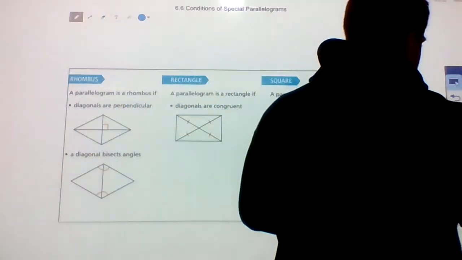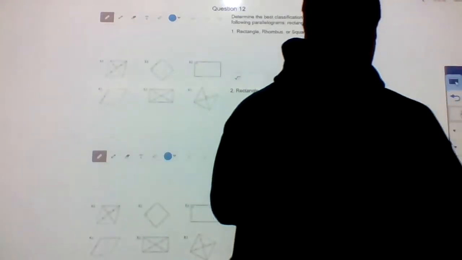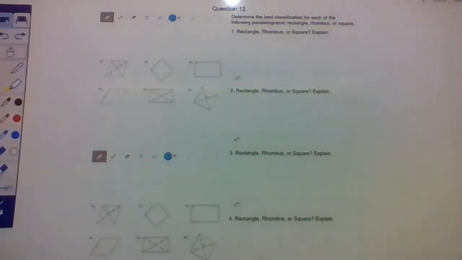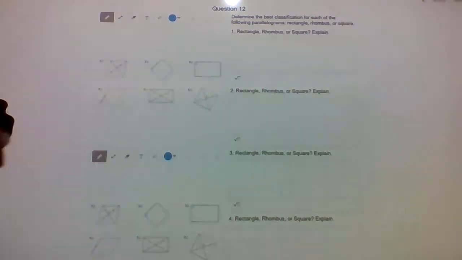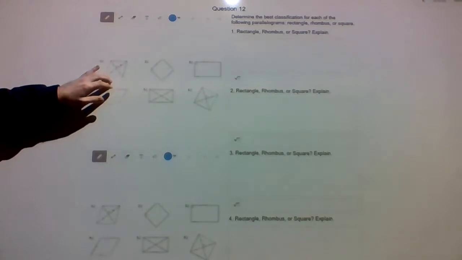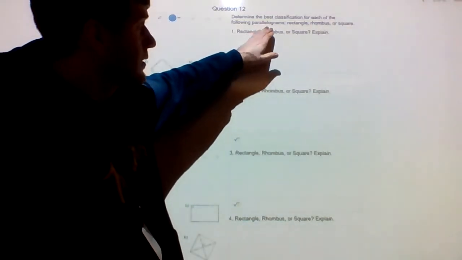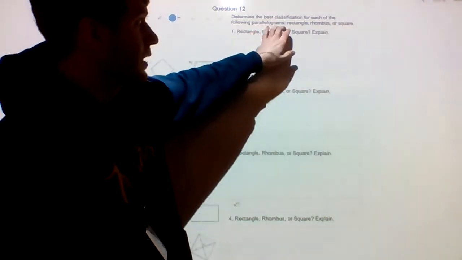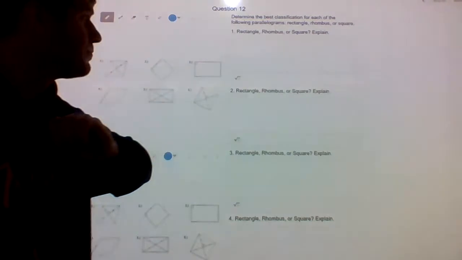So start with the first one here. We're simply identifying what these are. Okay. So the first one, it's hard to see maybe on this, but on your screen you should see it pretty clearly. We have diagonals bisecting each other. That's just telling us it's a parallelogram, but we already know that. They're telling us each of these is a parallelogram. We just have to classify what type of parallelogram.